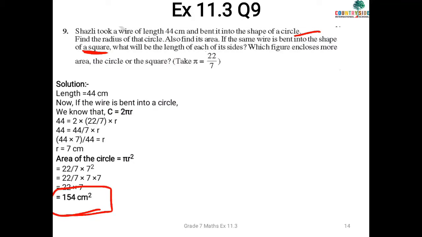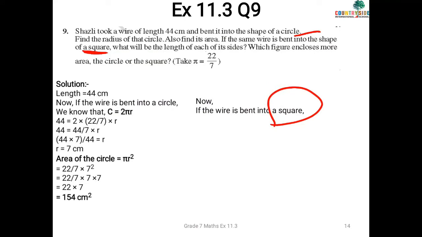Up till this one it was quite easy. First we have to find the radius, that is 7 centimeter. Then we have to find the area, pi r square, that is 154 centimeter square. Now if the wire is bent into a square, it was the circular wire but now it is bent into a square. So we have to simply put the formulas of square.